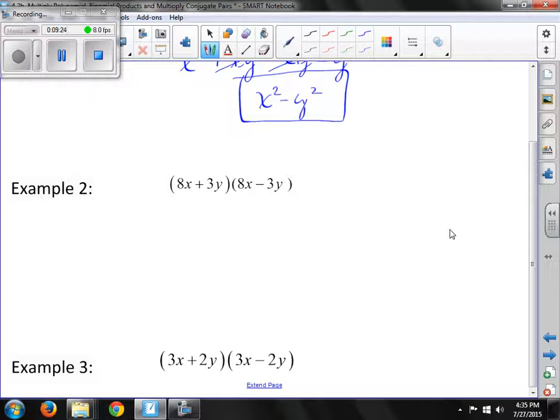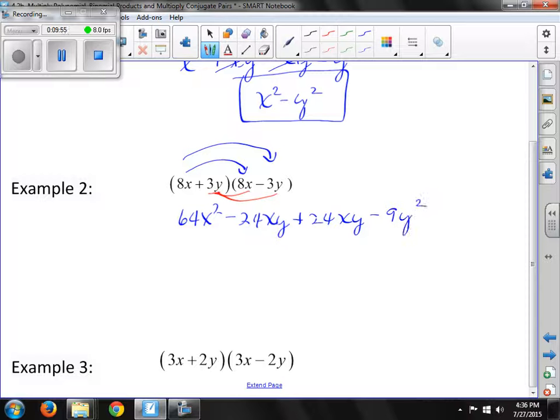We'll do another set of conjugate pairs, starting off 8x times both of them. 8x times 8x would give us 64x squared. 8x times negative 3y gives us negative 24xy. And then we'll multiply 3y times both of them. 3y times 8x gives us plus 24xy. And 3y times negative 3y gives us negative 9y squared. So that we have 64x squared, the outside and the inside drop out, minus 9y squared.